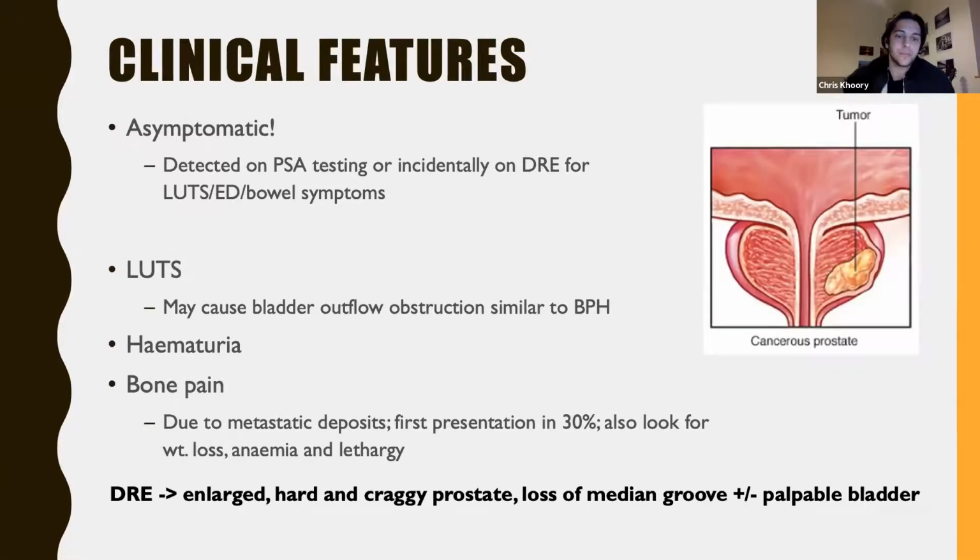Clinical features. The majority of the time it's asymptomatic. It's detected on PSA testing or incidentally on examination for other reasons. It may cause lower urinary tract symptoms, similar to BPH, can cause hematuria, and also bone pain. If there's bone pain, this is suggestive of metastatic disease. It's the first presentation in around 30% of patients, so it's not uncommon. And there are also systemic signs as well, such as weight loss, anemia, and lethargy.